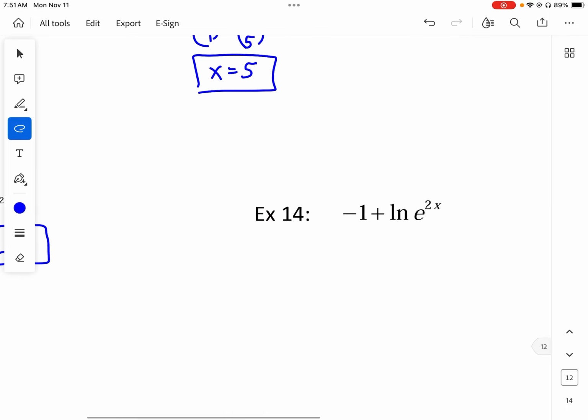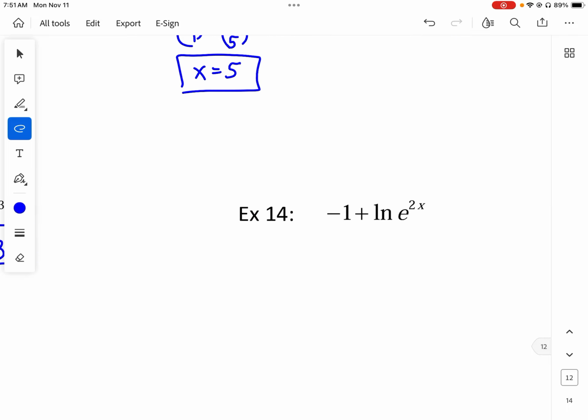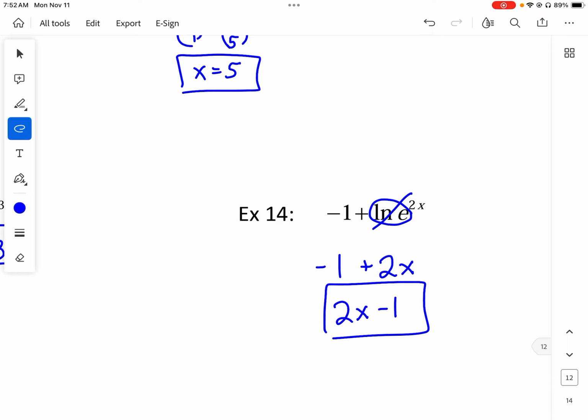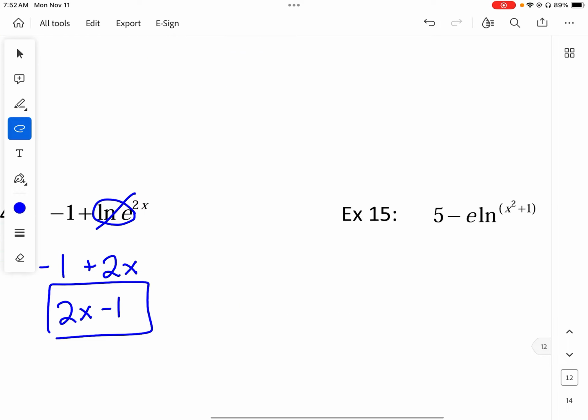The next one, 1 plus ln e of 2x. Remember, ln e is going to simplify. So we get negative 1 plus 2x, or we could write 2x minus 1. I think that would be proper. We're not solving because it doesn't have an equal sign, so we're just simplifying.